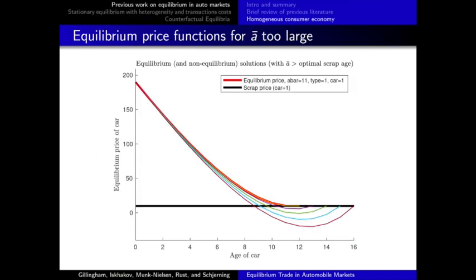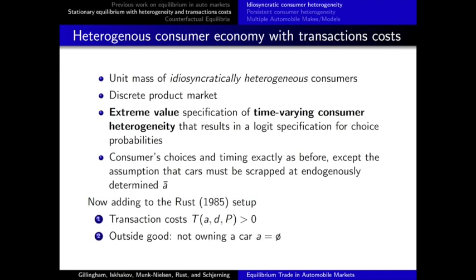Okay, so this was all about homogeneous consumers. Let's move on and talk about heterogeneous consumers. We're talking about a unit mass of idiosyncratic heterogeneous consumers. And the way they're going to be heterogeneous is we're going to give them mild extreme value shocks that are time varying to mimic this time varying consumer heterogeneity. So just think about these being idiosyncratic shocks to investments.